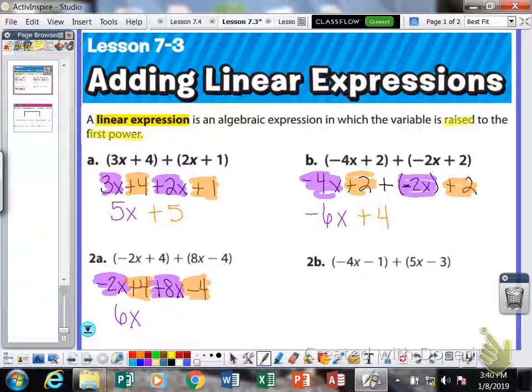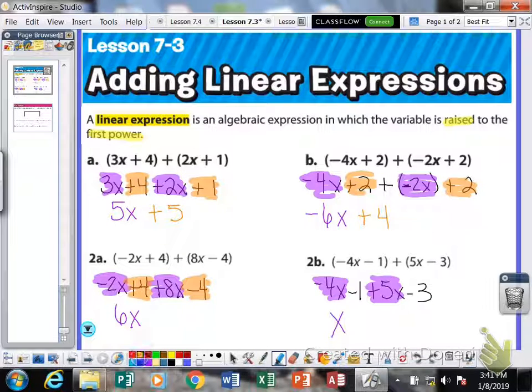And then the last one, you have, again, nothing on the outsides to distribute. So negative 4x minus 1 plus 5x minus 3. Combine your like terms. So I have negative 4x, I have positive 5x. Negative 4x plus 5x is 1x, so I simply write x. You may put a 1 in front of that if you want. Know that it will not be written most times.